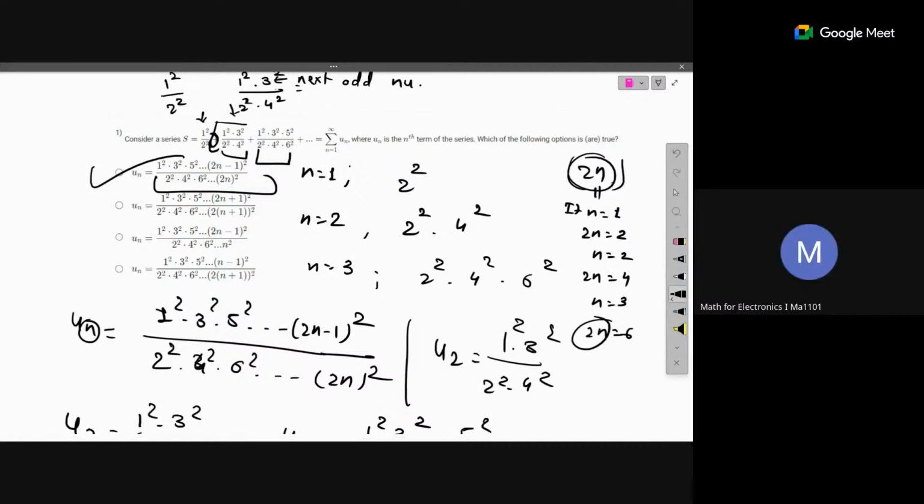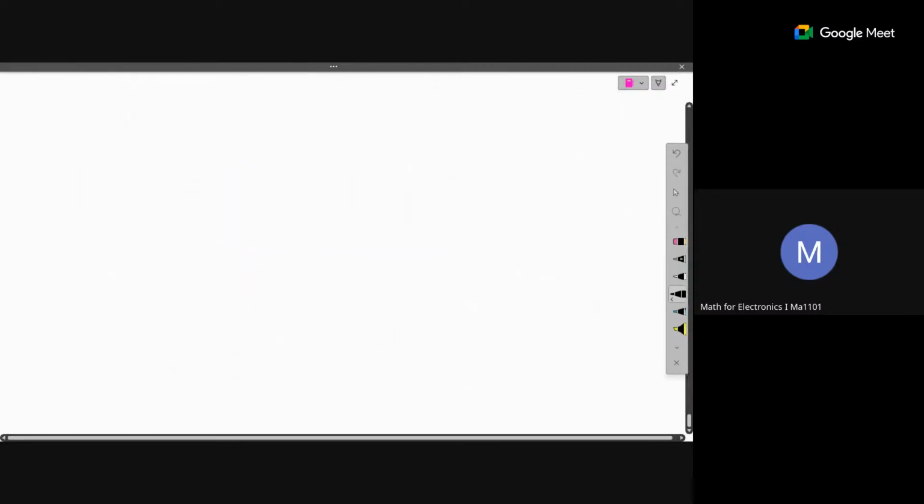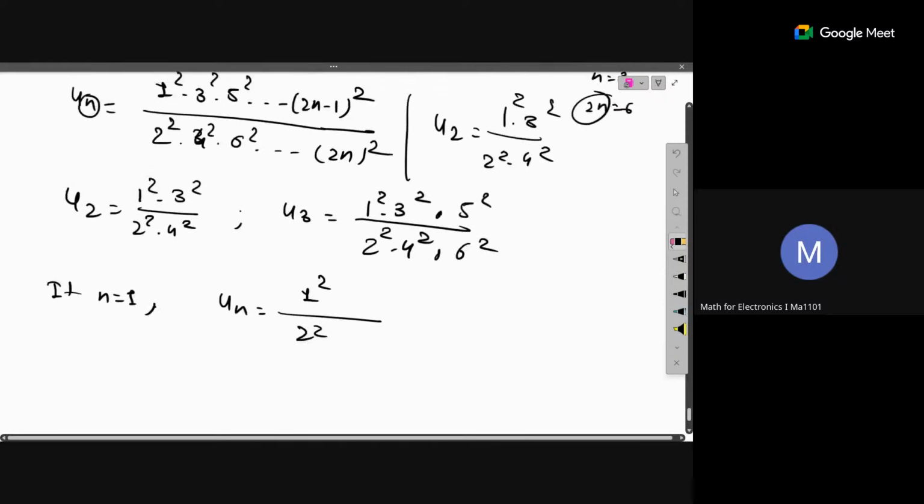So see, if you take n equals 1, then you are not taking 1 square upon 2 square and all that. So here it's a recursion thing. If n is equal to 1, then it's simply one term only. So u_n is equal to only 1 square upon 2 square. That means here the number of terms is also different.